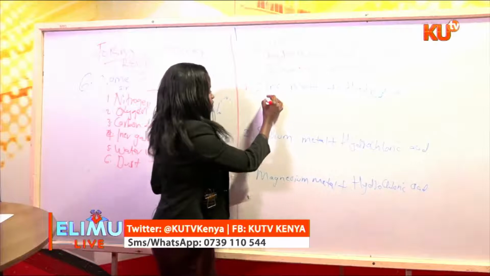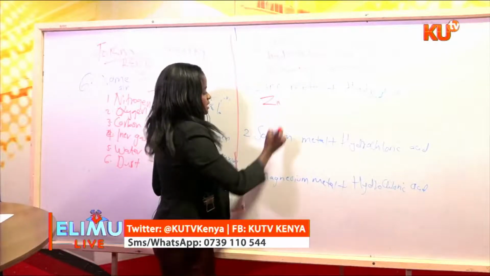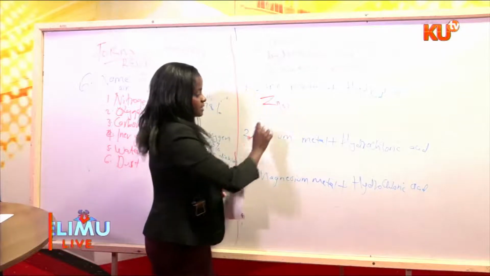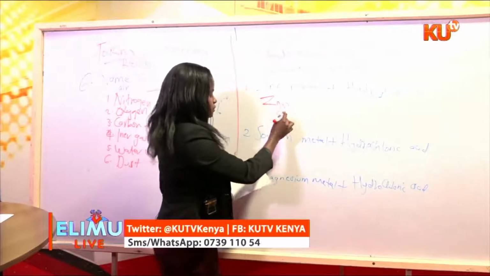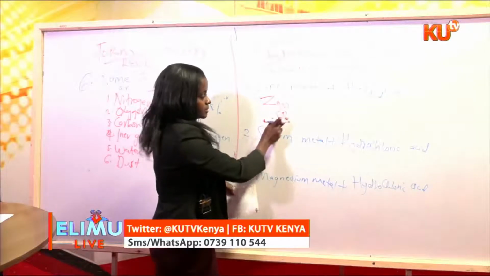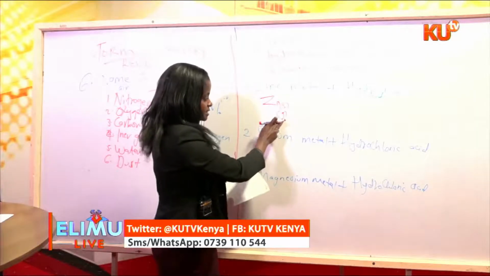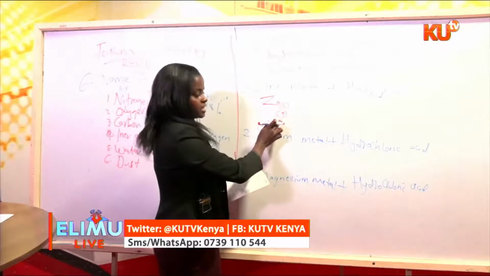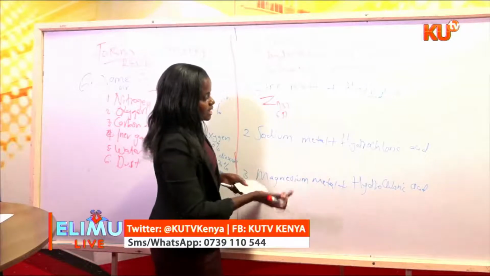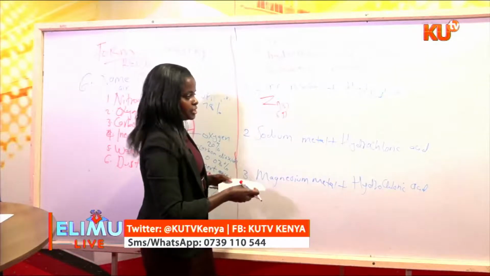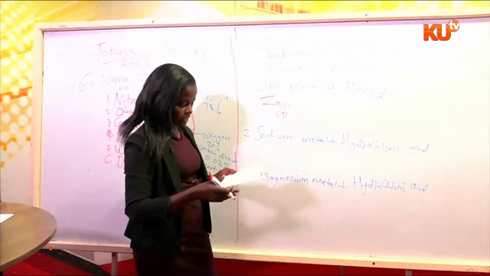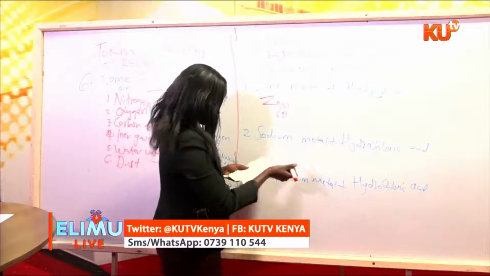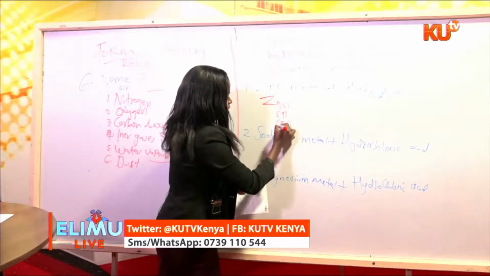So the chemical formula for zinc is Zn. Now you have to specify if it's a solid, if it's a gas. Zinc is a metal, meaning it's a solid, so you write S. If it's a gas, like hydrogen, you write a G to show that it is a gas. Then if it's an aqueous solution, it's annotated as AQ.